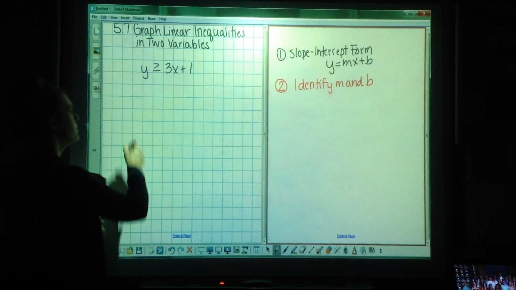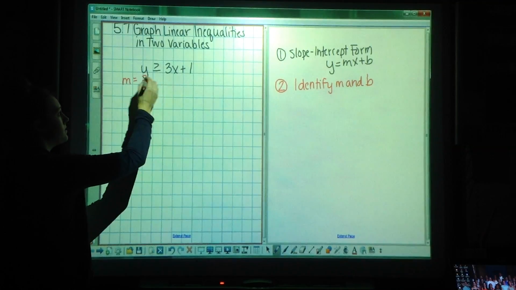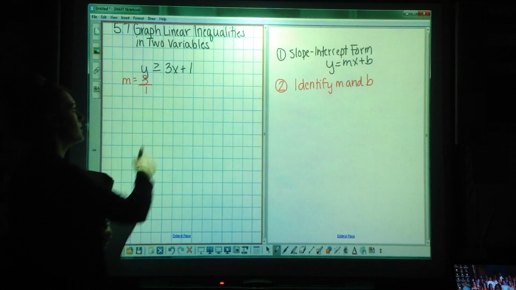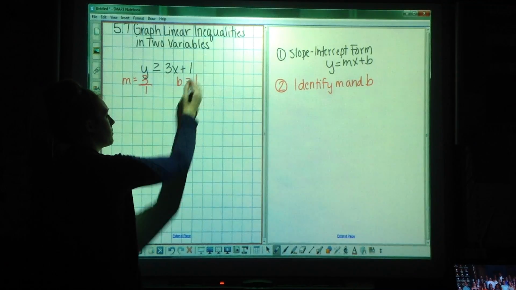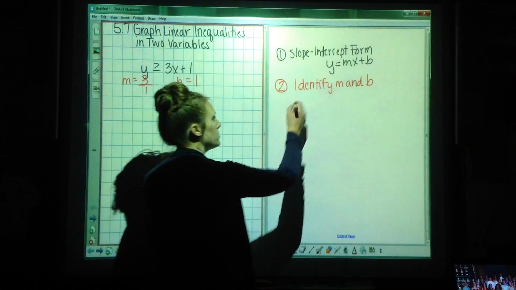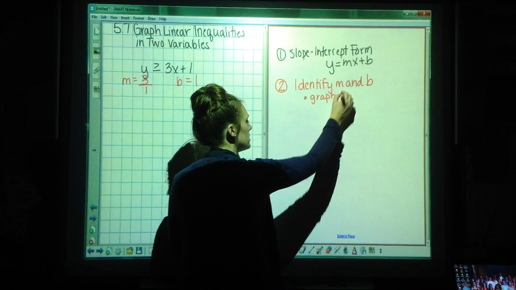So my slope is always in front of the x. I'm even going to turn that into a fraction because I know I'm going to have to use rise over run. And my b is 1. My y-intercept is 1. After you identify your m and your b, you're going to want to graph your b first.